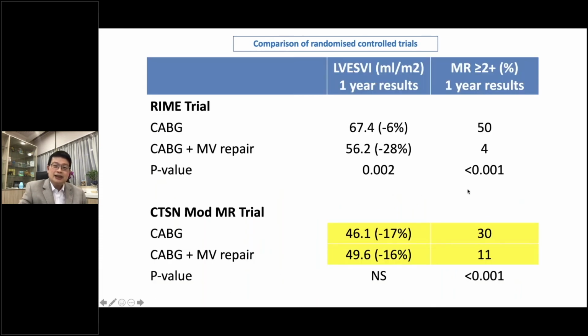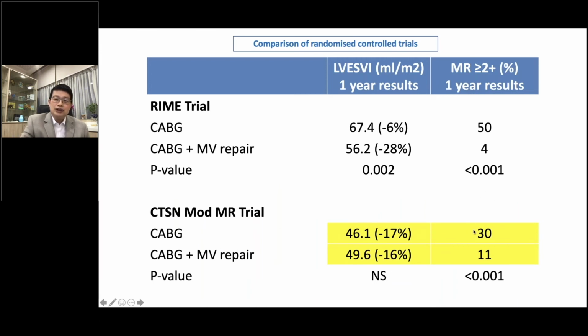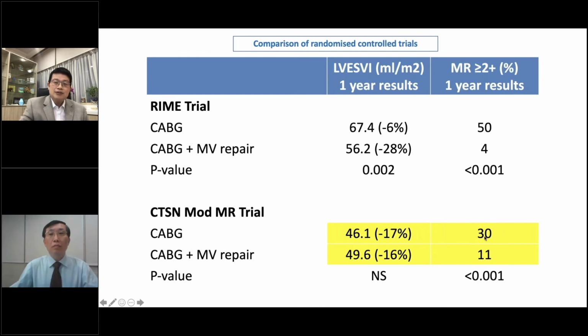Because in this study, you can see that in patients who had CABG, all of them had moderate MR to start with, but at 2 years, only 30% of them had moderate MR. So 70% of the patients had improved their mitral regurgitation severity just with revascularization without mitral valve repair. And that is almost certainly because these patients had viable myocardium at the time of revascularization.